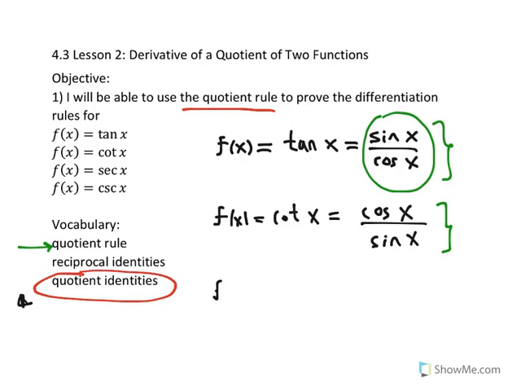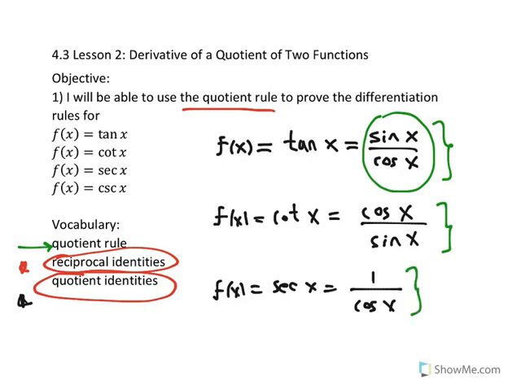And what about secant x? You can write secant x using what we call a reciprocal identity. Secant is the reciprocal of cosine, so you can write that as 1 over cosine x. And now you have secant written as a quotient, so you can use the quotient rule to find the derivative of the secant function. And the same for cosecant. You can write cosecant of x using a reciprocal identity as 1 over sine x, and 1 over sine x is a quotient, so now you can go ahead and use the quotient rule and find the derivative of cosecant.